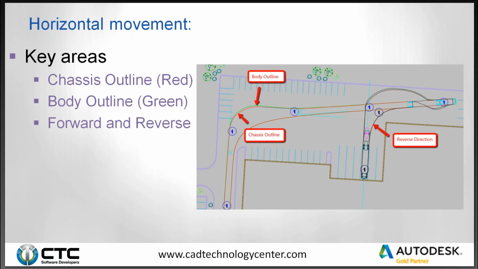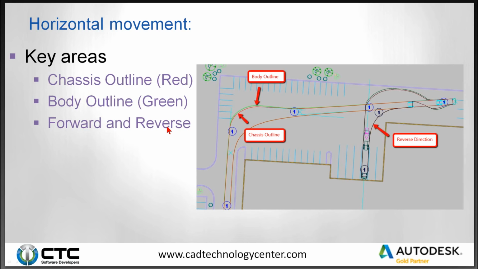Horizontal movement. There are 3 key areas within the horizontal movement. As you can see in my screen cap here, I have a red line which represents the chassis outline. That's where the 4 wheels will actually touch the ground, so I have an outline of where I'm making contact with the road. I also have a body outline, which is the green, which will show me where that corner bumper is. Is something going to be a little bit wider? Depending on where your wheel wells are, you may have a little bit wider, like we have in this turn, where the body actually goes farther than the wheels.